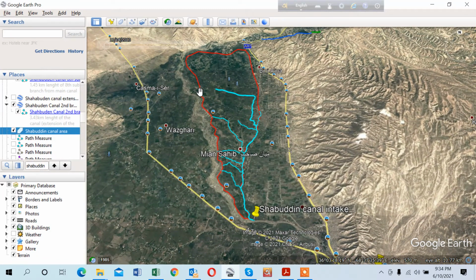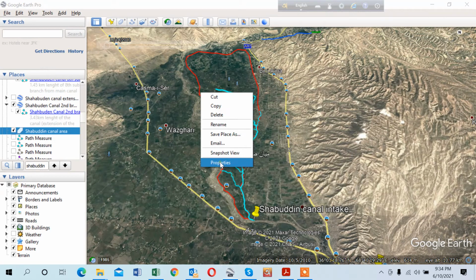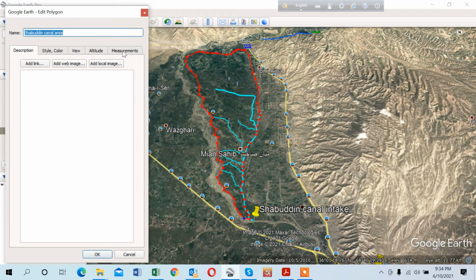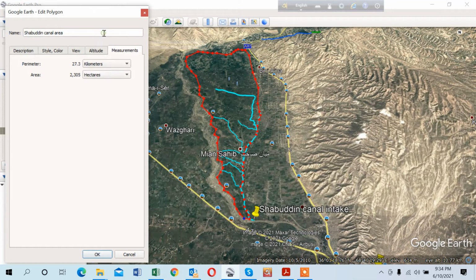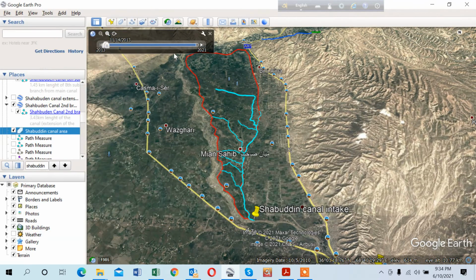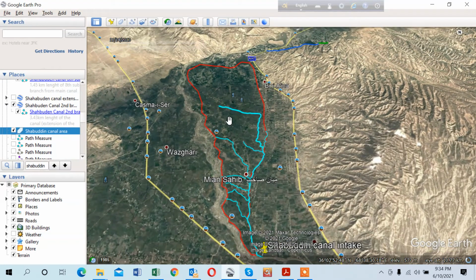The command area of Shahabuddin Canal is quite high. If we measure it, it is around 2,300 hectares. And the perimeter is 17 kilometer, miles. It should be in kilometer. So it will be 27.3 kilometer. So this is the thing that you have to know in irrigation planning.